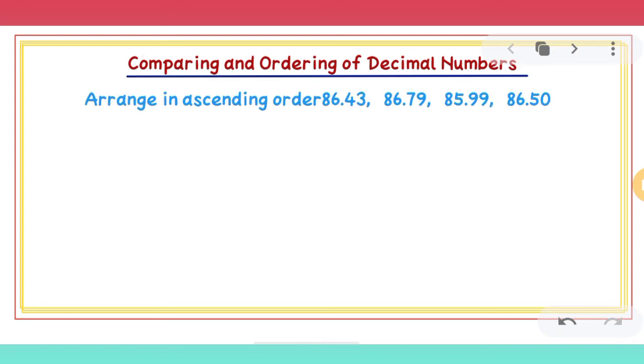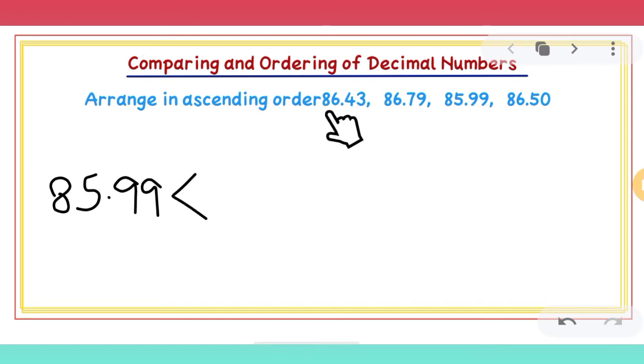Now for example, we have to arrange these numbers in ascending order. So first we will search for the smallest number. For that we have to see the whole number part first. This is 86, this is also 86, this is 85 and this is 86. That means the smallest among all is this because it is having 85 as a whole number. So first will be 85.99.